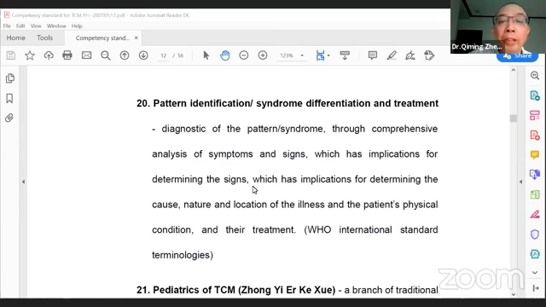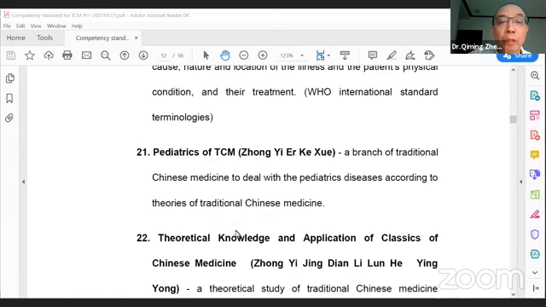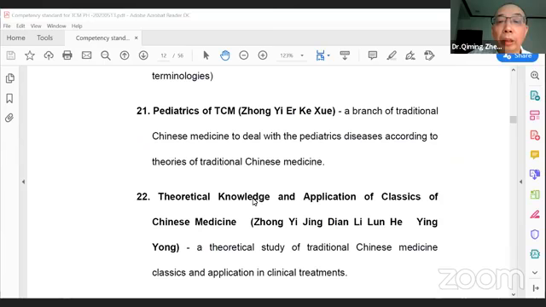Determining the signs, which has implication for determining the cause, nature, and location of the illness and the patient's physical condition and their treatment. Pediatrics of TCM is the branch of traditional Chinese medicine that deals with pediatric disease according to the theories of Chinese medicine.